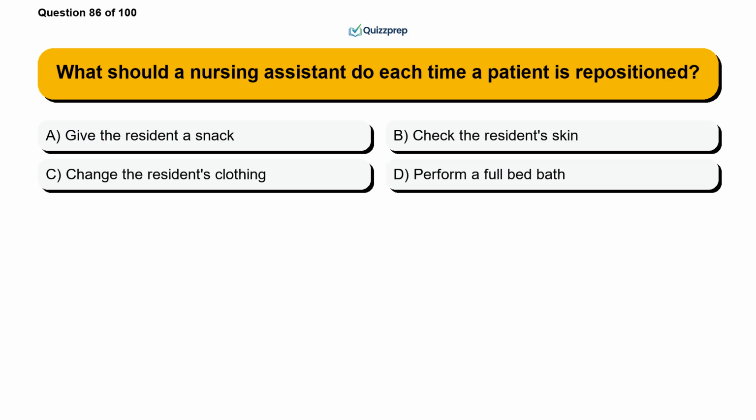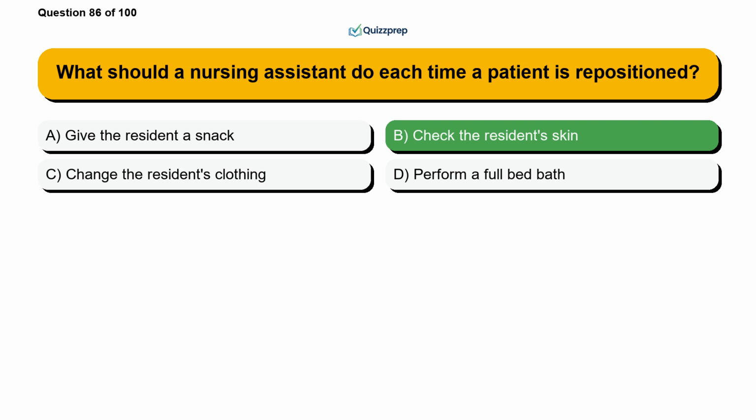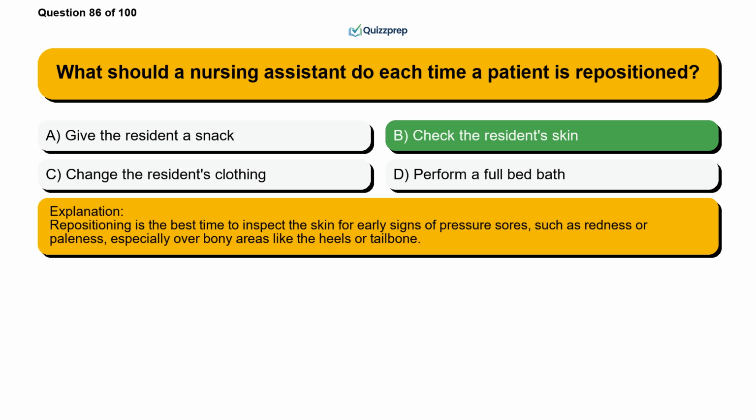Question 86. What should a nursing assistant do each time a patient is repositioned? Option A, give the resident a snack. Option B, check the resident's skin. Option C, change the resident's clothing. Option D, perform a full bed bath. The correct answer is option B, check the resident's skin. Repositioning is the best time to inspect the skin for early signs of pressure sores, such as redness or paleness, especially over bony areas like the heels or tailbone.